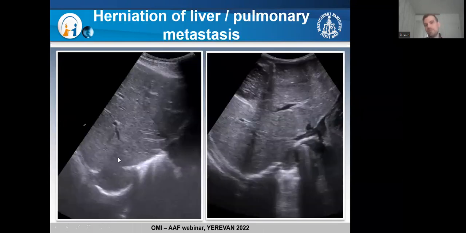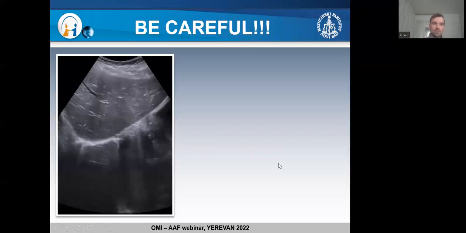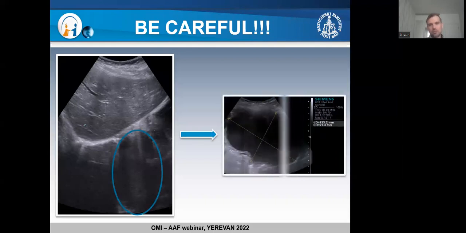Look at here, there's a very nice case of herniation of liver through the right hemidiaphragm. This looks similar, however, this was a pulmonary metastasis. You have to be careful because I guess that you think this is a supradiaphragmatic projection of liver. However, there is a thing that just shouldn't be there, and it looks like a cyst. So transthoracic approach showed us that this was a huge 13 centimeters large hydatid cyst.